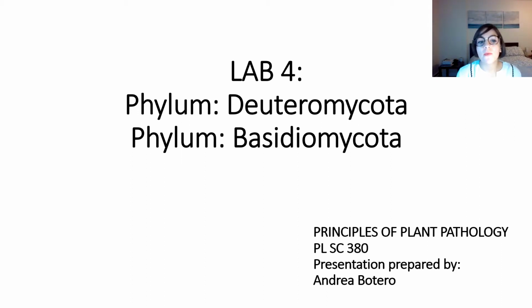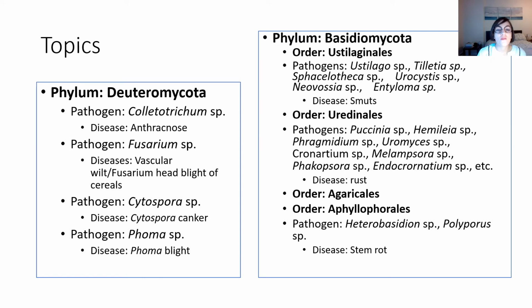Hello class, today we will study two phyla, which are the Deuteromycota and Basidiomycota. From the phylum Deuteromycota, we will review the pathogens Colletotrichum, Fusarium, Cytospora and Phoma. And from the phylum Basidiomycota, we will study a few orders. Among them, we will review the Ustilaginales, Uredinales, Agaricales, and Aphyllophorales.